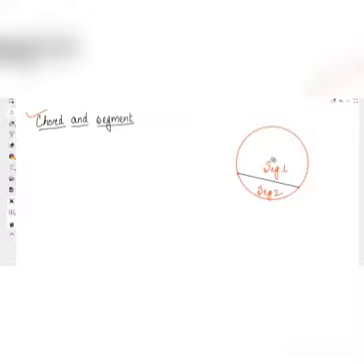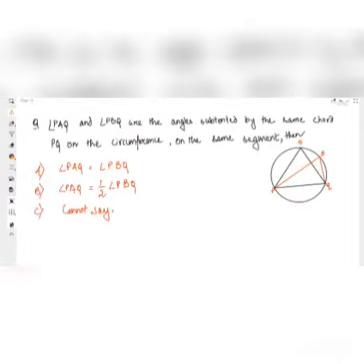So for example, if this is the center and I try to draw a chord here, this is known to be the longest chord of any circle, and that is the definition of a diameter, right? So let's go to the next thing.